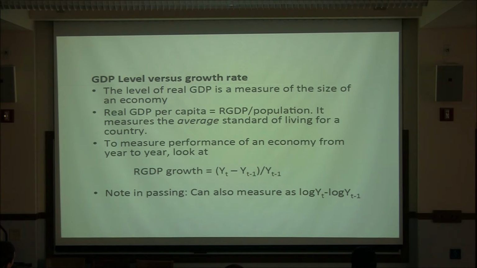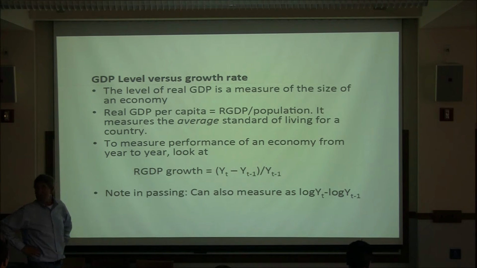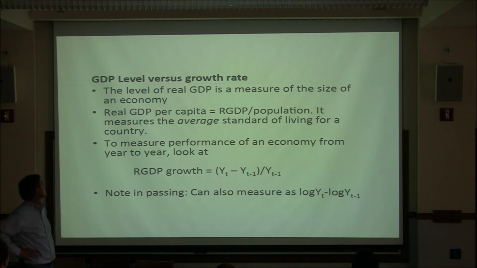The other thing we'll do with GDP is distinguish between the level of GDP and the growth rate. Real GDP per capita is just a measure of how much stuff you have per person. So that's an important measure of economic welfare. Real GDP per capita tells us how much each person has on average. The average person, not the median.